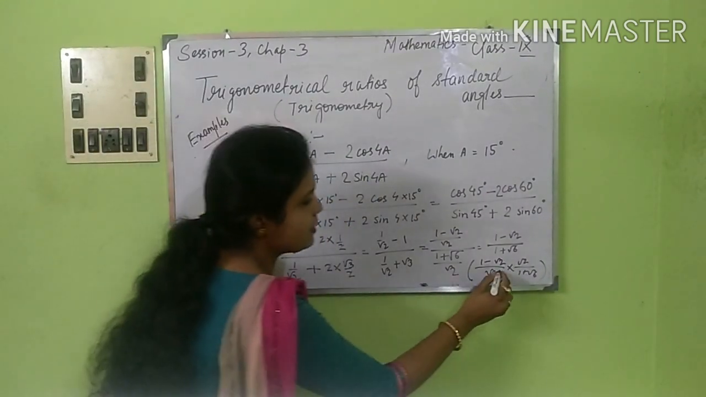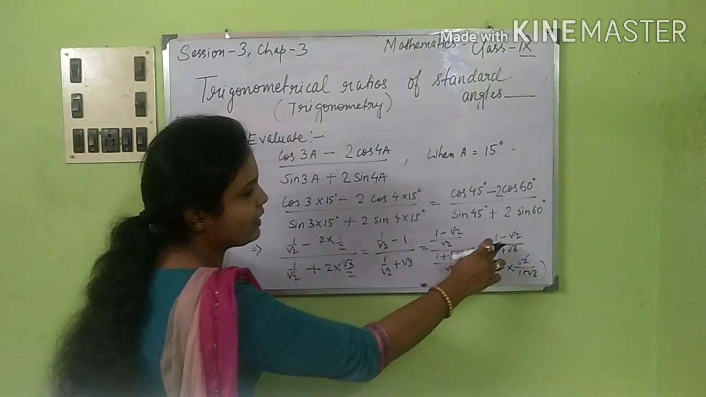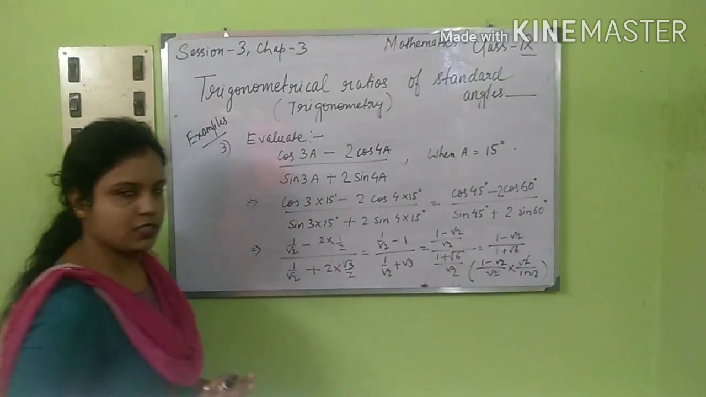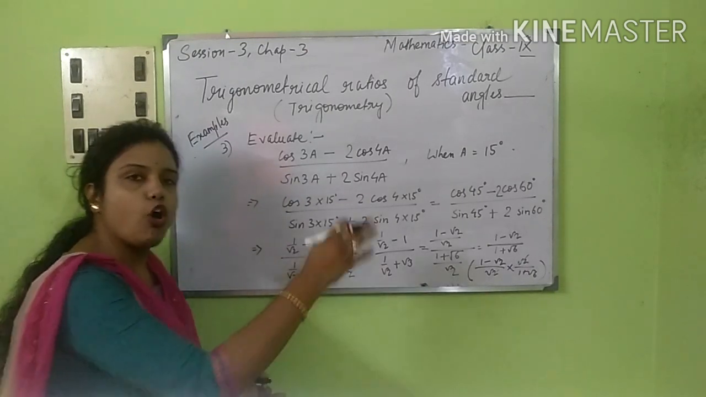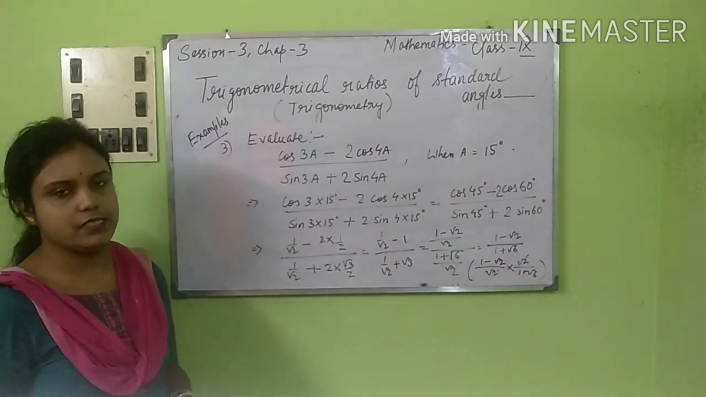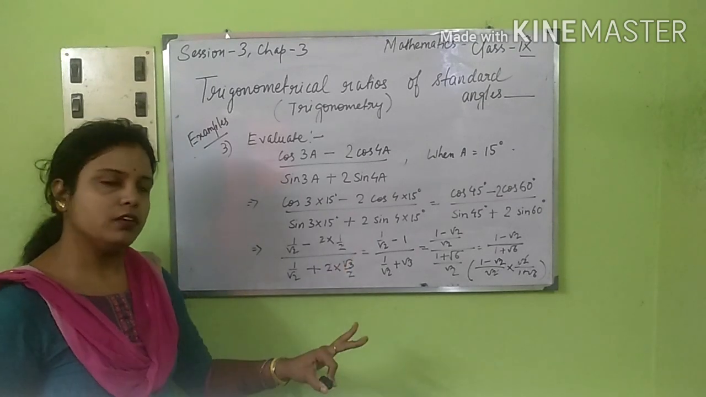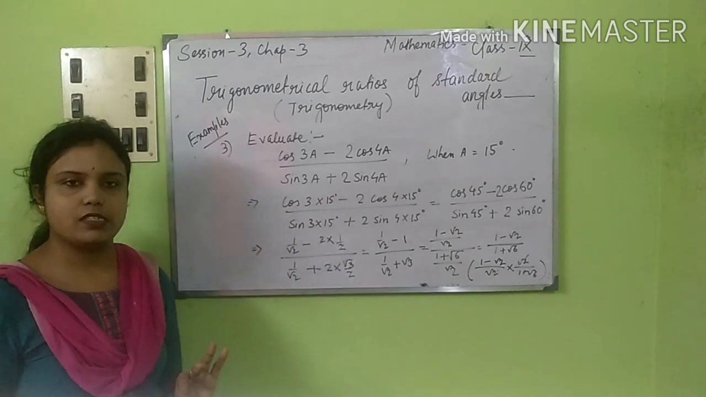So cancelling this root 2 and root 2, we are getting 1 minus root 2 by 1 plus root 6. Now next you can do rationalizing, or you can keep that answer itself. There is nothing wrong. So this is how you solve it.